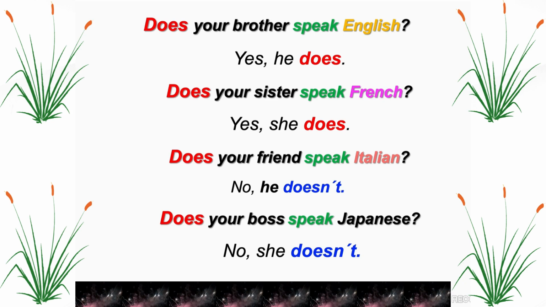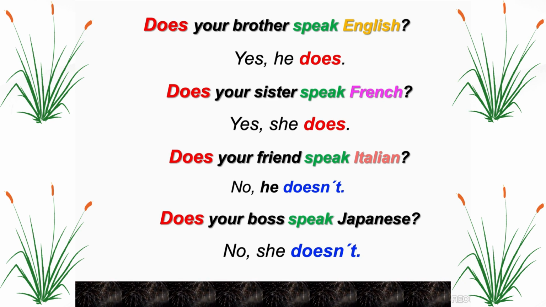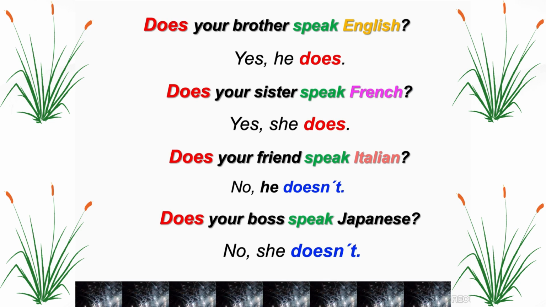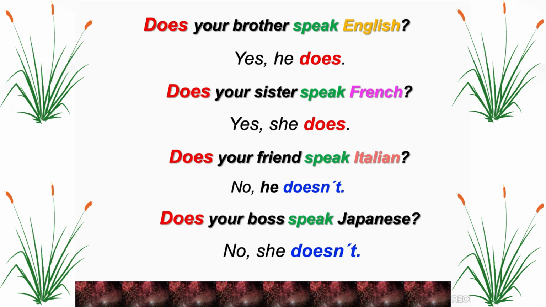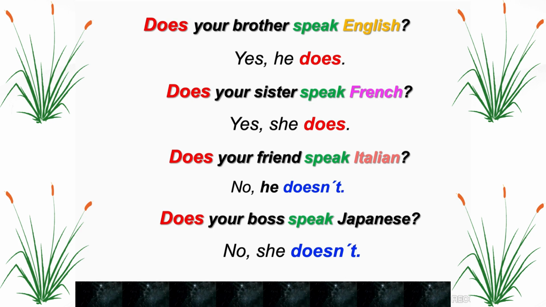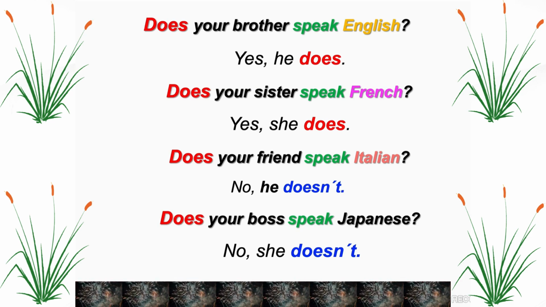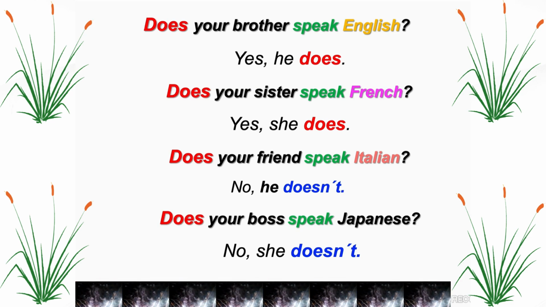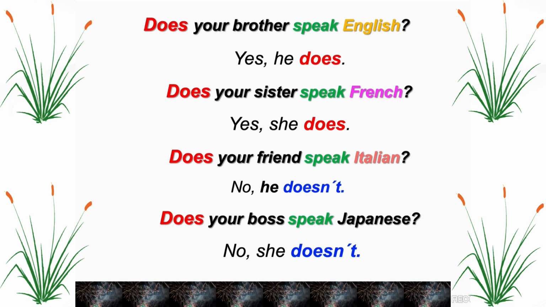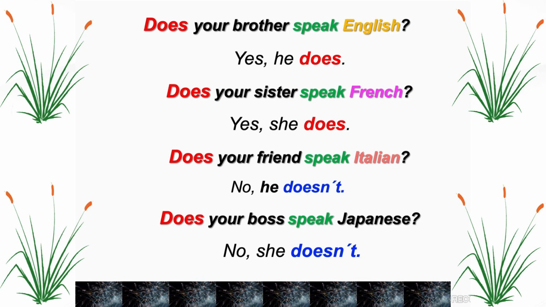Let's go to question number 3. Does your friend speak Italian? No, he doesn't. Does your friend speak Italian? No, he doesn't. So your friend can be he or she. Does your boss speak Japanese? No, she doesn't. It can also be no, he doesn't. So your boss means your manager.